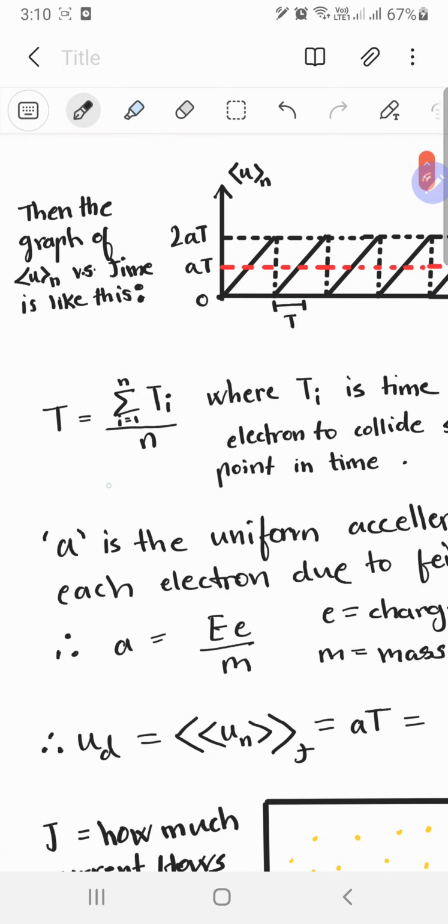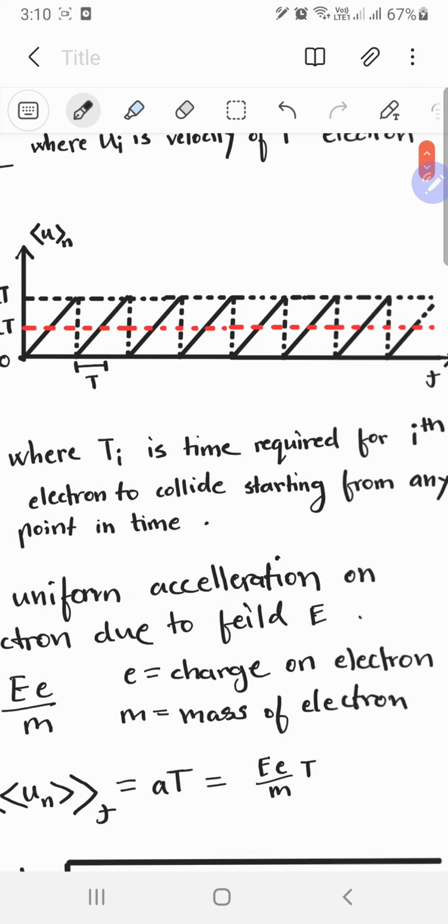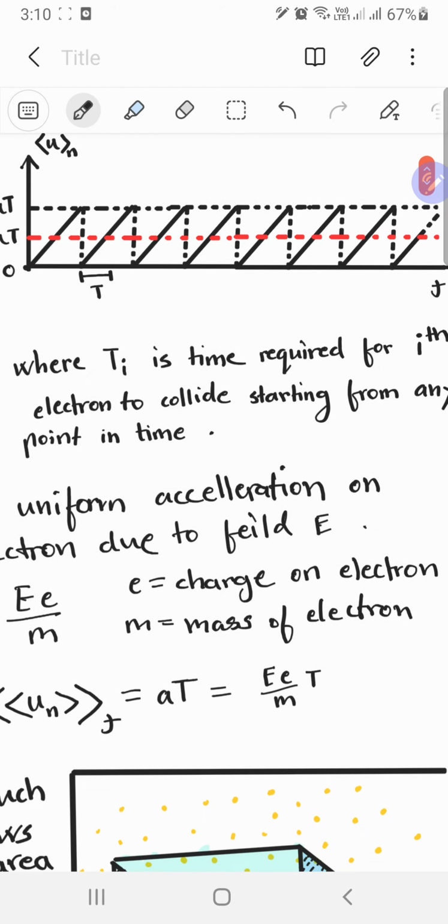Okay, so this capital T is the summation from i equal to 1 to n of Ti upon n, where Ti is the time required for the ith electron to collide starting from any point in time. So you have a lot of electrons. Some of them will collide really fast, right? They will take no time and just collide. So we're just talking about some particular point in time. From that point, how much time do we need till the electron will collide? Some electrons will collide really fast, some will take a lot of time before they collide. So we are talking about only one collision right now.